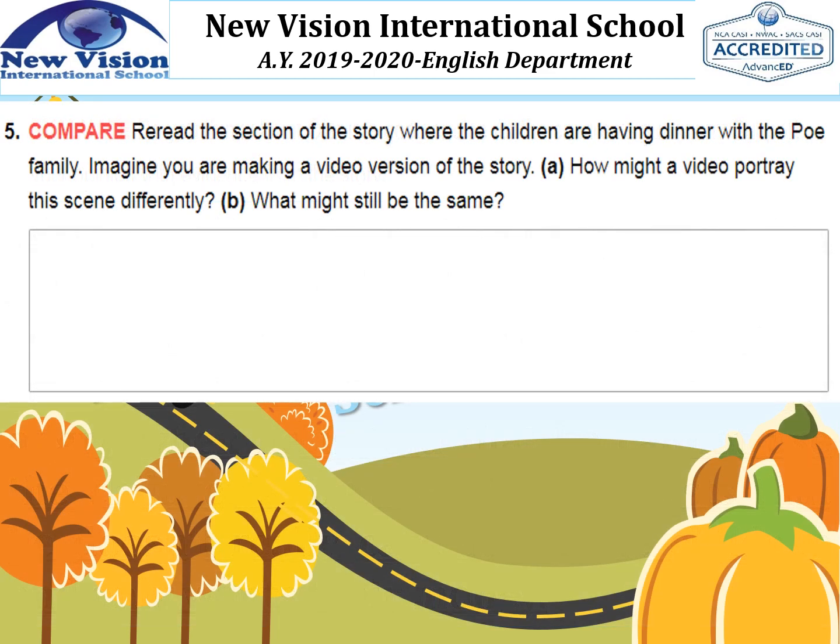For number 5, we have to compare. We read the section of the story where the children are having dinner with the Poe family. Imagine you are making a visual version of the story. First, how might a visual portray this scene differently? And the next one, letter B, what might still be the same? You start thinking of your answer.